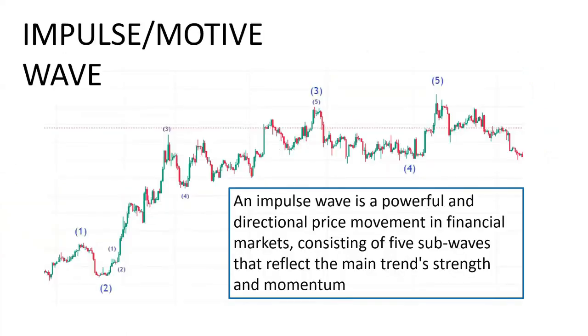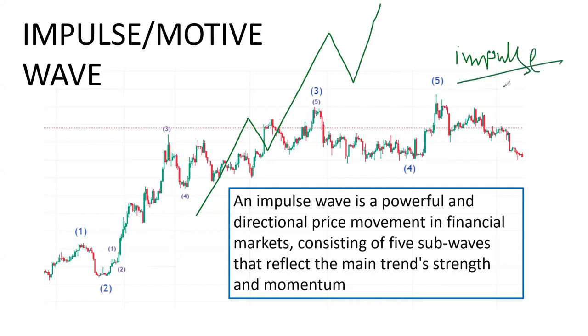So within the larger impulse wave of 5 waves, we get 3 more impulsive waves. The same pattern repeats in wave 1, wave 3 and wave 5. Each will contain 5 smaller waves, and these smaller waves will also be impulses. In this way, the impulse wave is formed by 5 waves, and inside each of those you get more impulses.